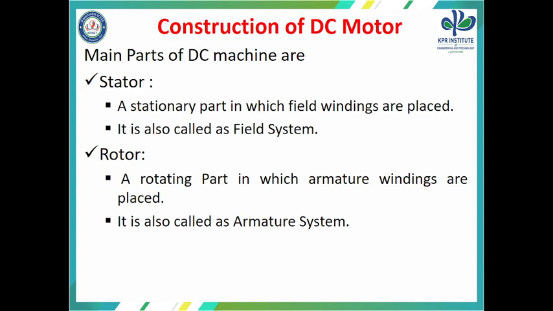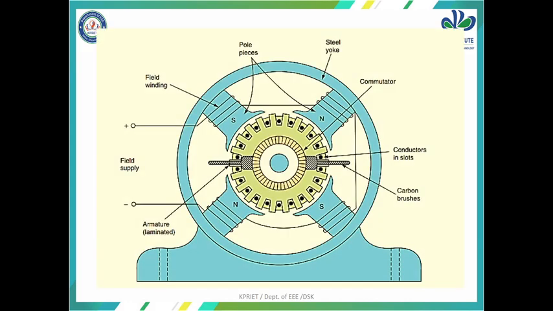So, construction of a DC motor. A DC machine consists of a stator as well as a rotor. We know that the stator is a stationary part which consists of the field winding. It is also called the field system, whereas the rotor is a rotating part in which armature windings are placed, so it is also called the armature system. This is a cross-sectional diagram of a DC motor. In this diagram we can see the field coils, armature coils, field supply voltage and carbon brushes.